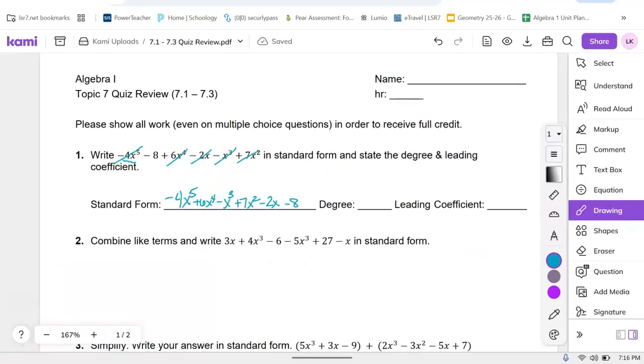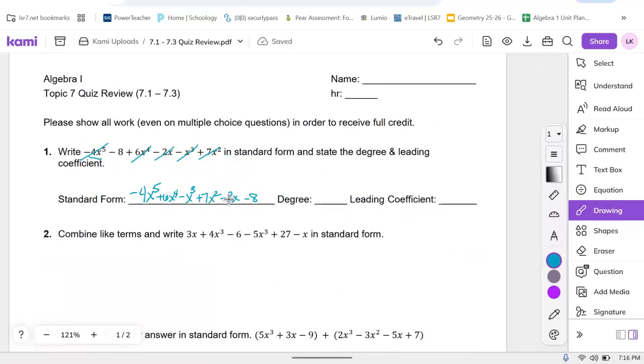The degree is the highest exponent. So right here, my degree would be 5. And the leading coefficient is the coefficient in front of the degree. So it'd be negative 4.